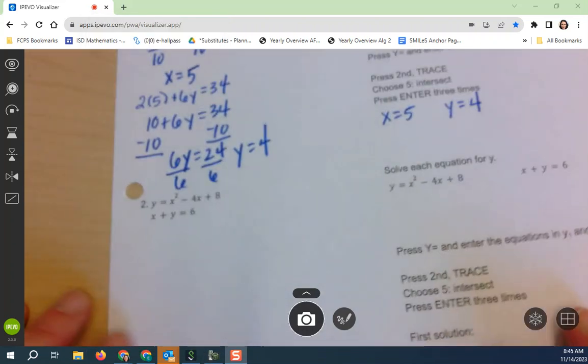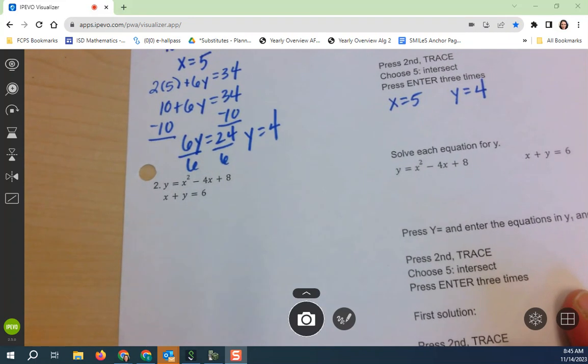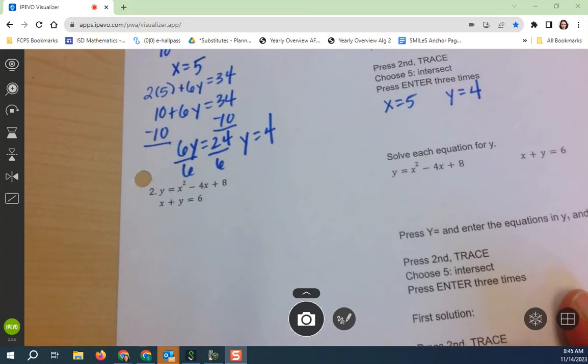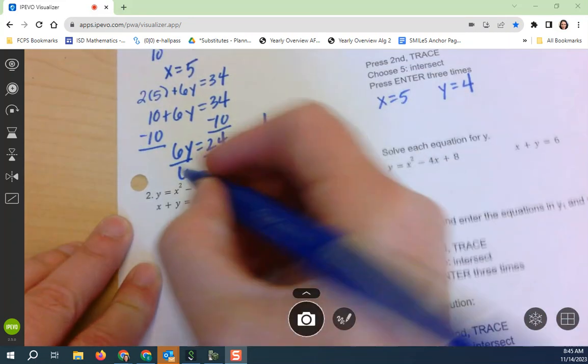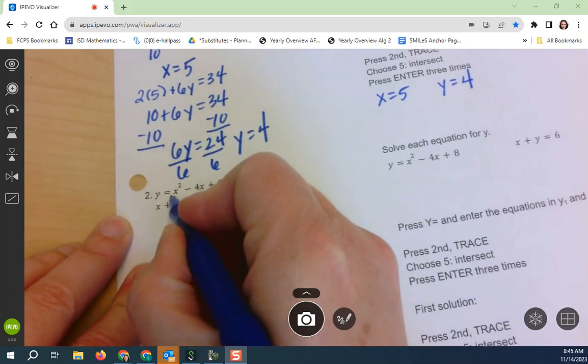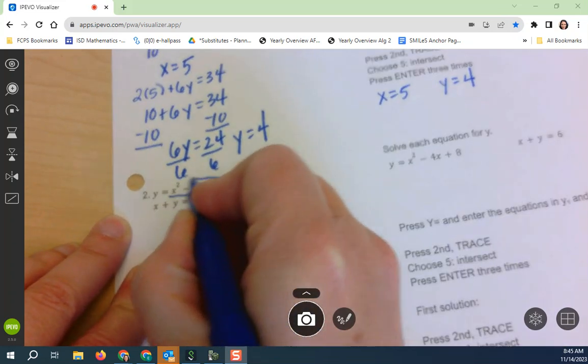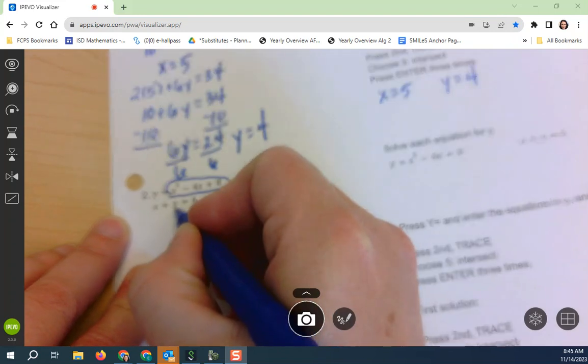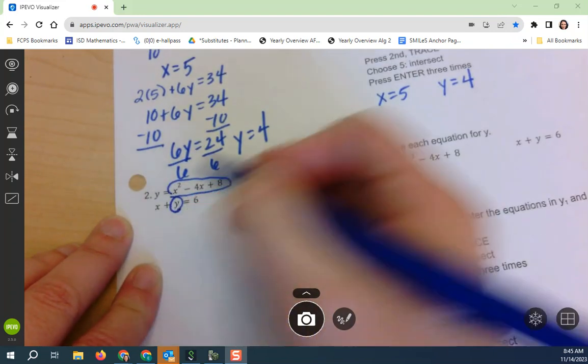Okay, so for problem 2, show me that you're ready, please. For problem 2, I really thought most people would do substitution because all of this equals y. So I thought you would just substitute it for the y, and that's a good way to start.